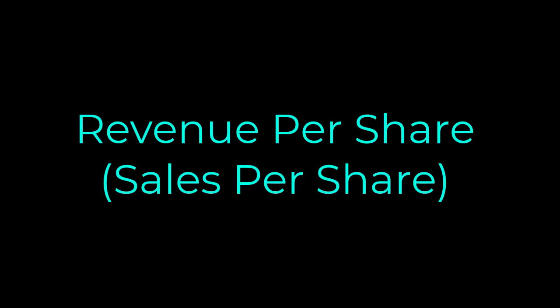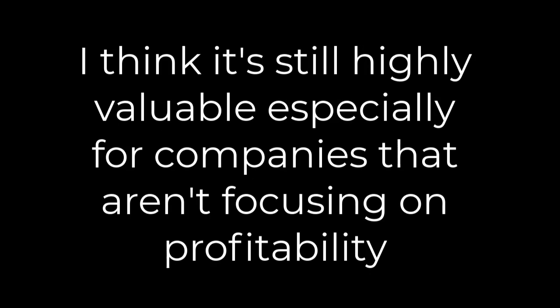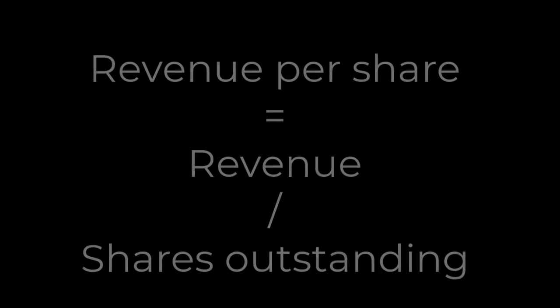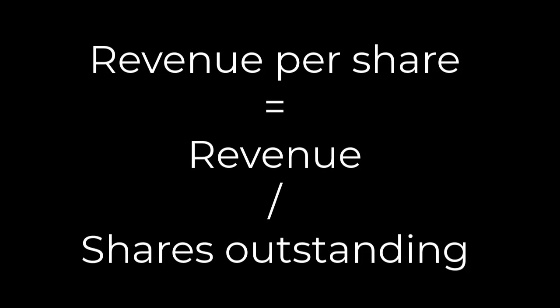Our next per share ratio is revenue per share, or sales per share. It tells you how much revenue you get for each share. Revenue per share isn't as popular as earnings per share, but I think it's still highly valuable, especially for companies that aren't focusing on profitability. To calculate it, we divide revenue by shares outstanding.